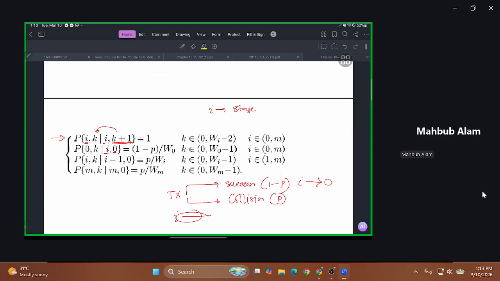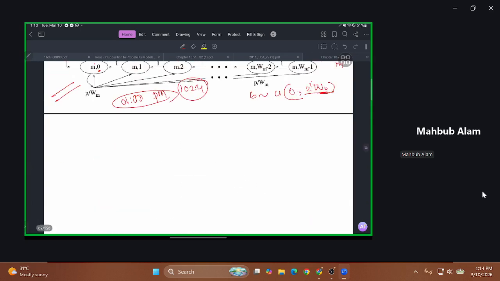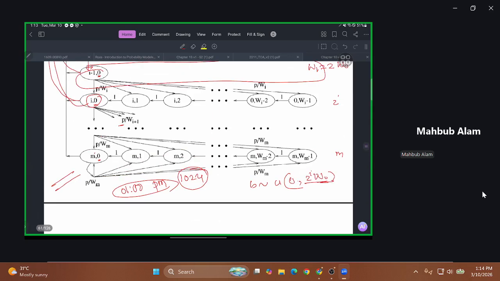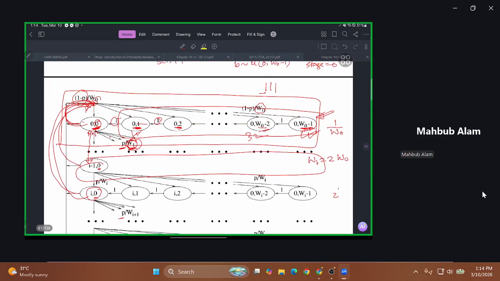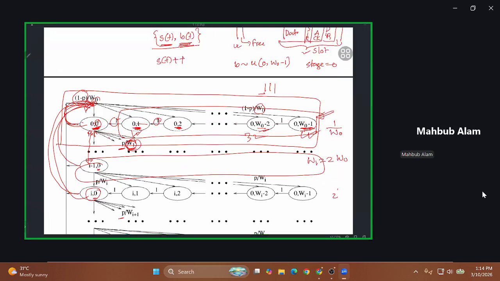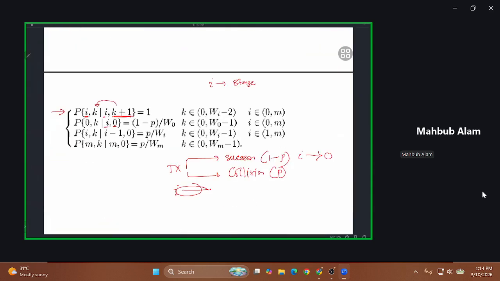Now, you change the stage from i to 0. And when you change from i to 0, you do another thing. You choose one of the backup values between 0 and W naught minus 1. So there are W naught possible values. If you choose uniformly, one of the values will be chosen with probability 1 over W naught.